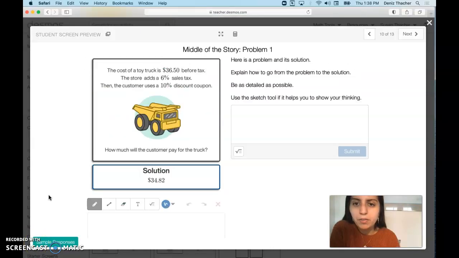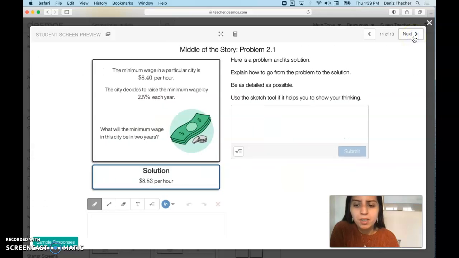Now, I'd like you to do one of the following problems. So you're going to read the problem, you're going to read the answer, and you're going to explain how to get from the problem to the answer in as much detail as possible. So here's problem 1. Here's another option, and here is your final option. So pick one of these.